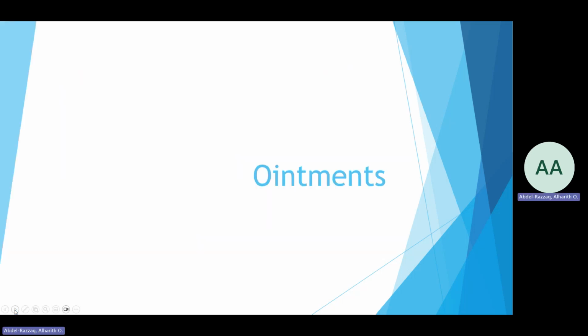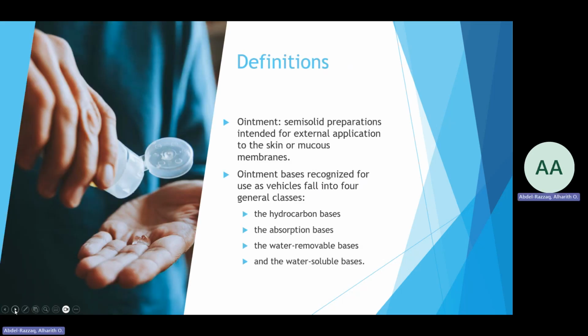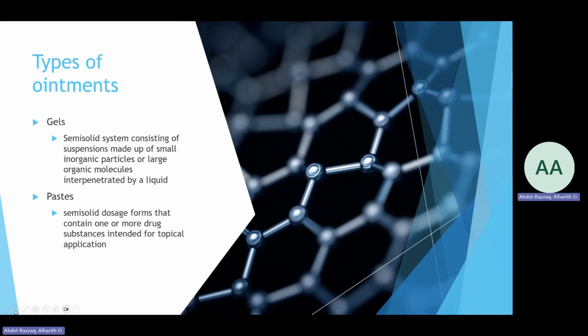So now we're going to dive deep into ointments. The USP definition of an ointment is a semi-solid preparation intended for external application to the skin or mucous membranes. Now keep in mind with ointments, we have to talk about ointment bases, and our bases are recognized for their use as vehicles. These fall into 4 general classes. Sometimes they can fall into 5, but we have our hydrocarbon bases, our absorption bases, our water removable bases, and our water soluble bases. And I'll dive deep into them in a bit.